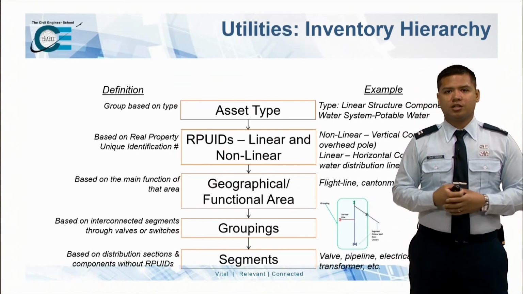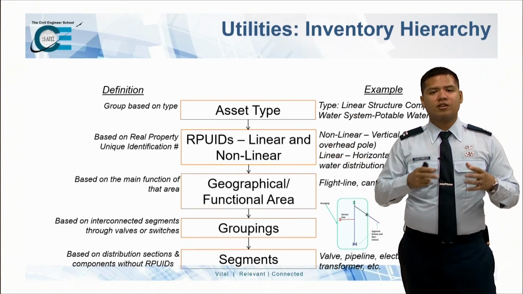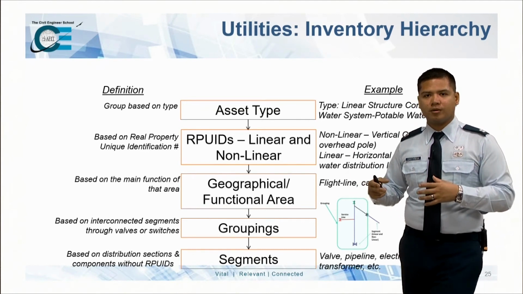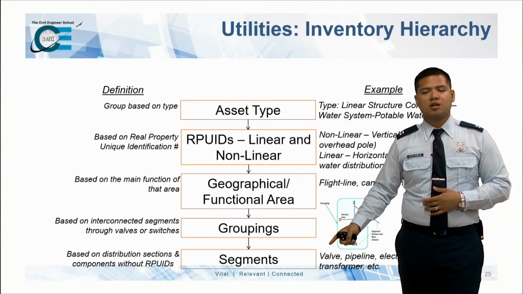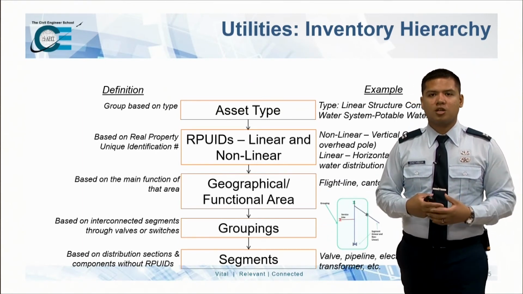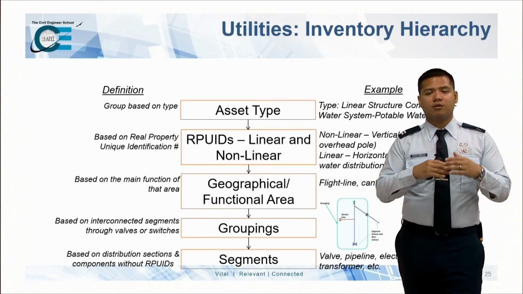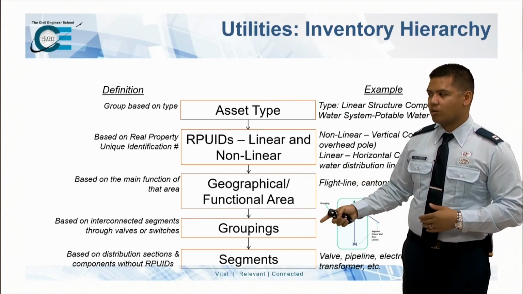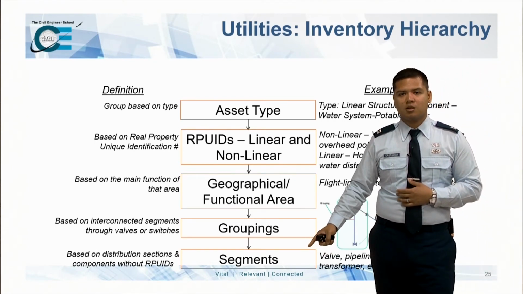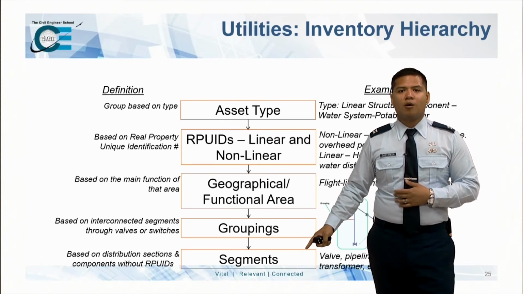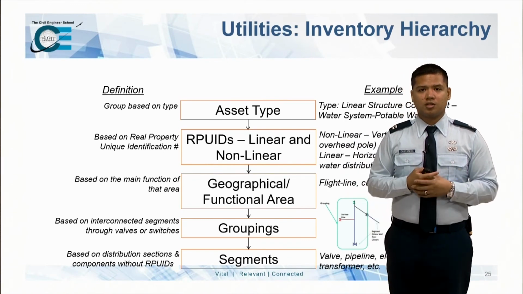And then also for utilities, at the top, we have asset type, and then it's broken down on whether that utility system is linear or nonlinear, okay? And then we have geographical and functional areas, groupings, and segments. So just like how transportation networks and facilities are broken down, utilities also are broken down into different levels. And if we're able to assess the condition of the different segments and we can have information at this level, it'll build up and we can have total asset awareness of our different utility systems.